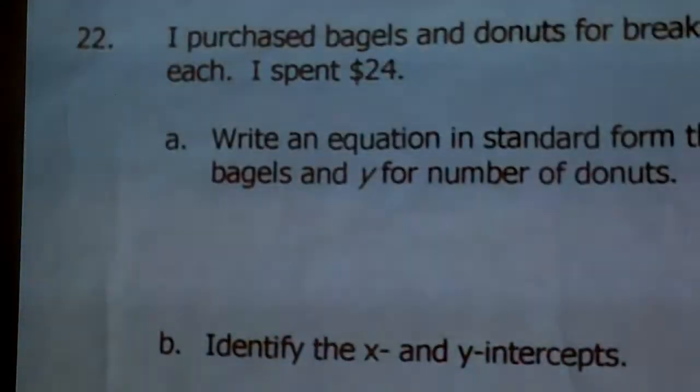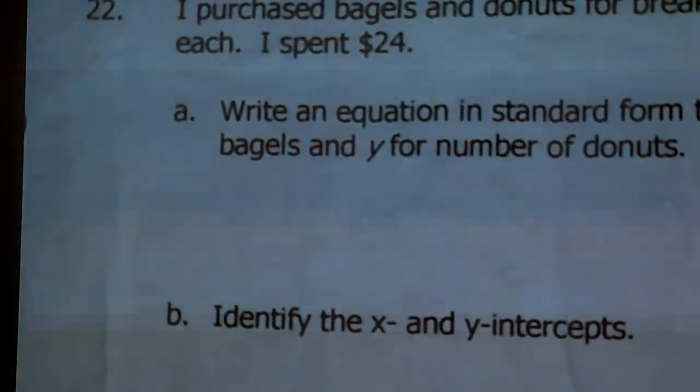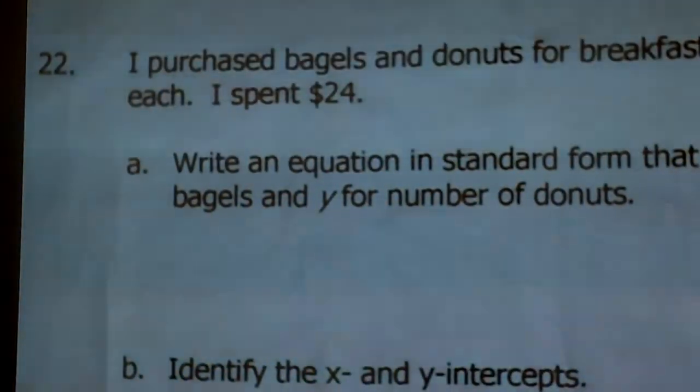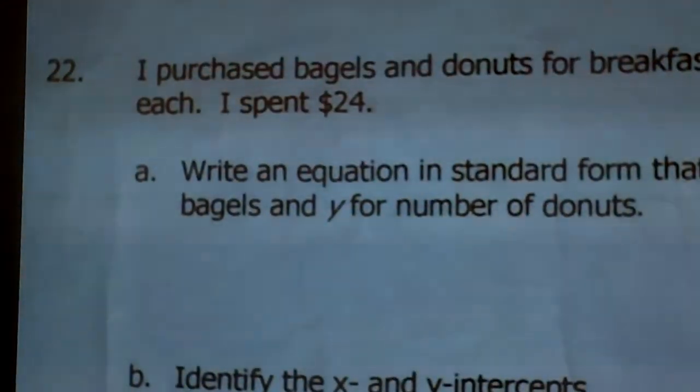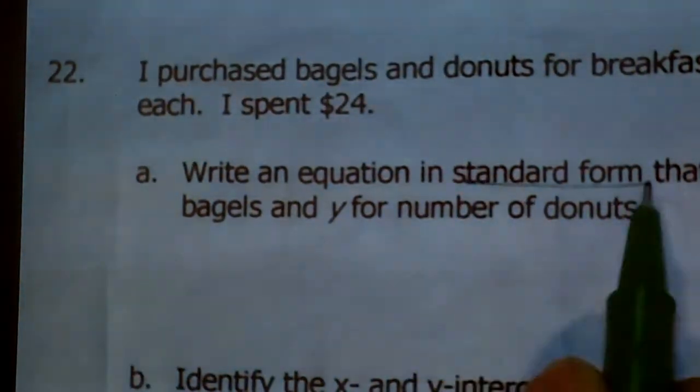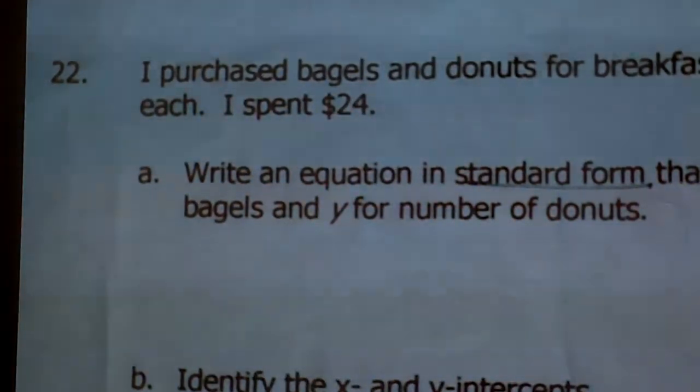We're almost done. I purchased bagels and donuts for breakfast. You know me, that's all I eat, right? Bagels and donuts. Bagels are $2 each, and donuts are $1.50 each. I spent $25. Letter A, I ask you to write an equation in standard form, and that's good, because in the problem, I give you two rates. I tell you $2 each for bagels and $1.50 each for the donuts. When you have two rates given, ax plus by equals c is the way to go, and that's the standard form. So what you should have written, I ask you to use x for the bagels.